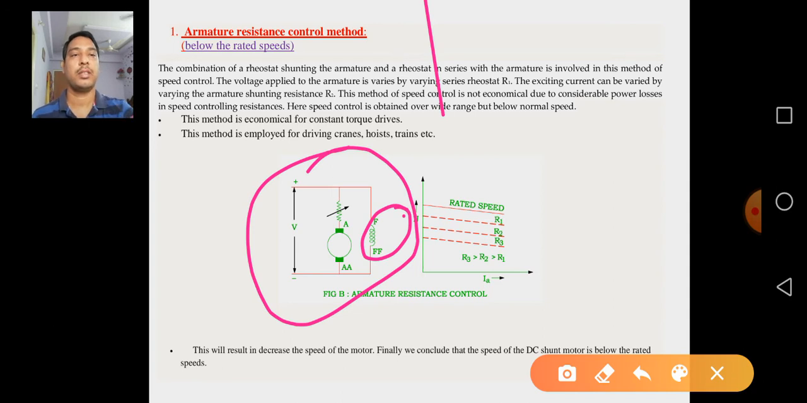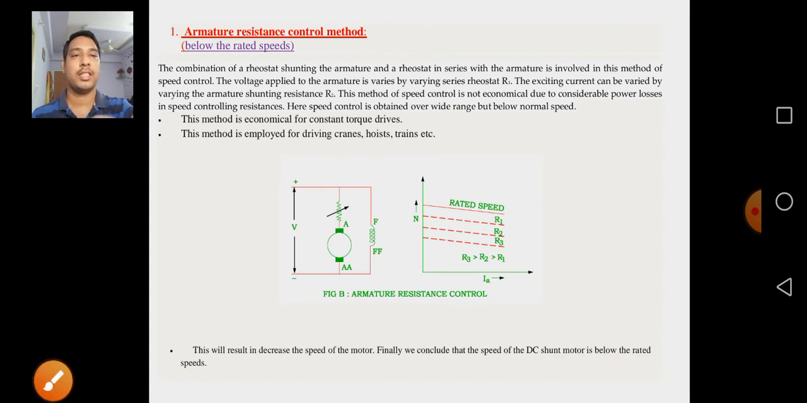These are the field terminals, and these two are the armature terminals, and across them we are going to keep the armature resistance. For the armature resistance to be varied, we have to connect one rheostat across the armature terminals. So this is the rheostat which is connected across the armature terminals.